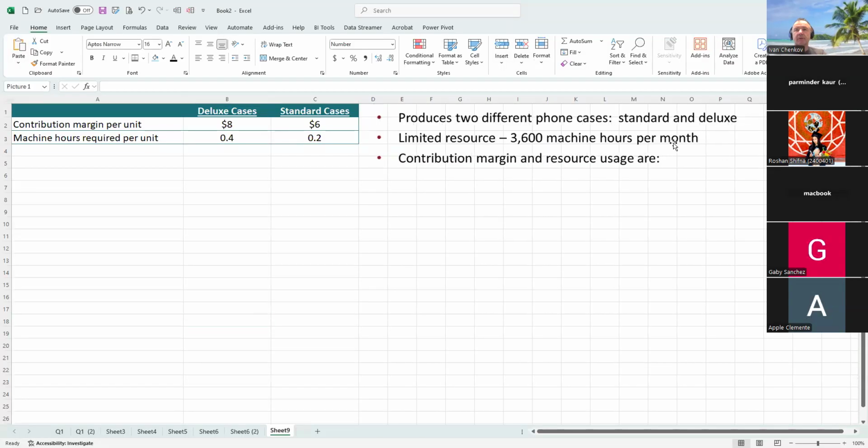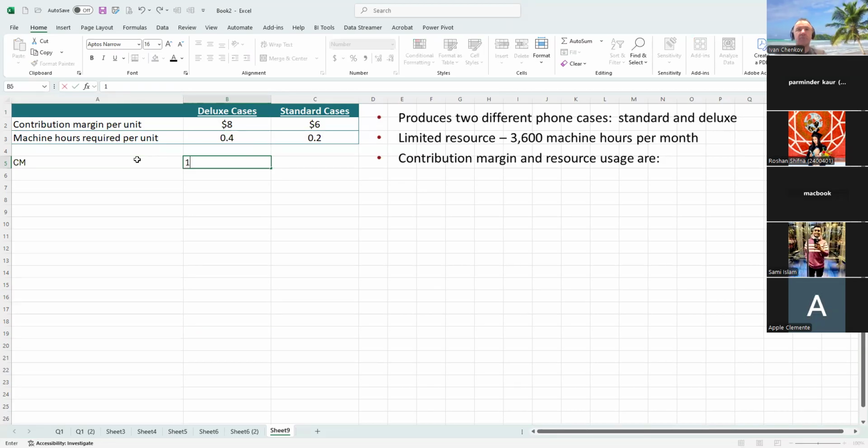Yes, Professor. So now we have those two, and then we have a limited resource, which is machine hours. And we have the contribution margin, which is right here. Now, what's the key here? So far, based on the contribution margin and contribution margin only, which one is our profitable product? Deluxe or standard? Deluxe. That's number one, and that's number two. No questions about it.